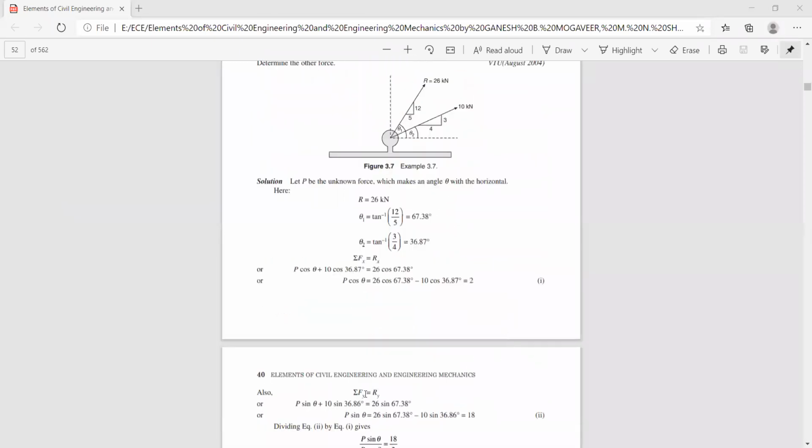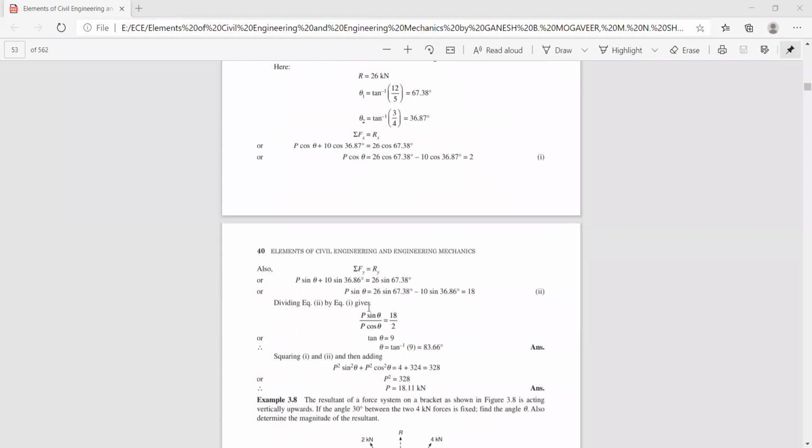Now similarly, sigma F of y should be equal to the vertical component of the resultant. So again, P sin theta is the unknown force and its angle is not known, plus if you resolve this, it is 10 sin 36.87, is equal to the resultant vertical component, 26 sin 67.38. So thereby we'll get the value of P sin theta. It works out to be 18.